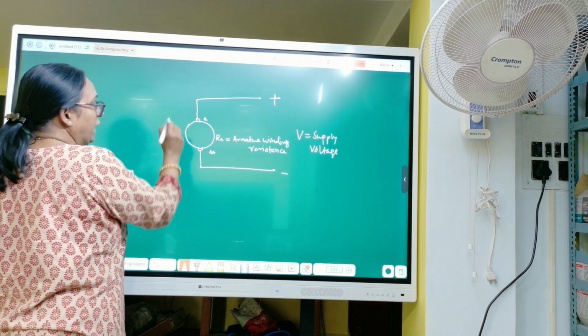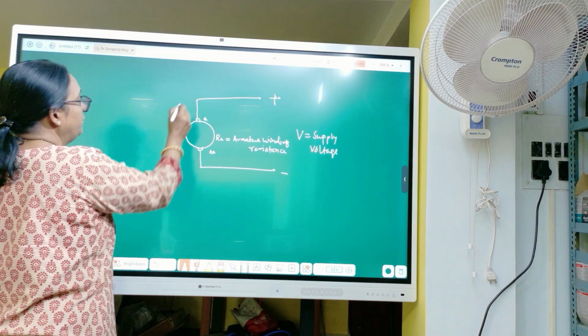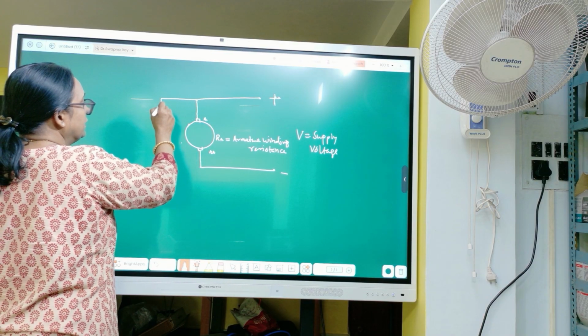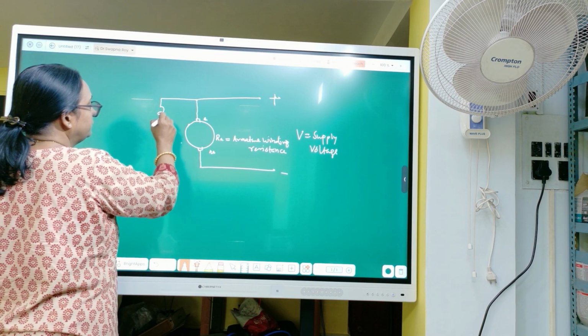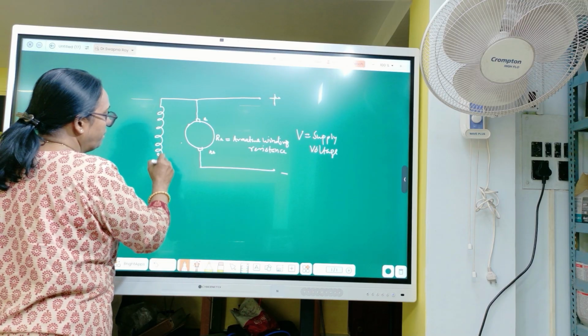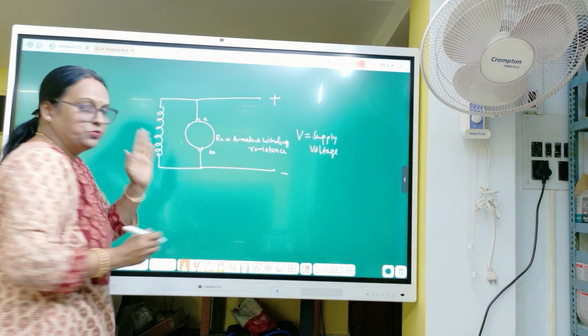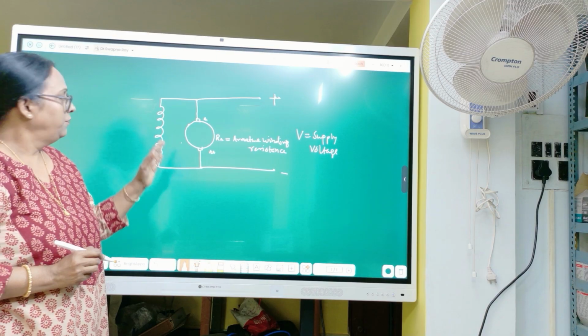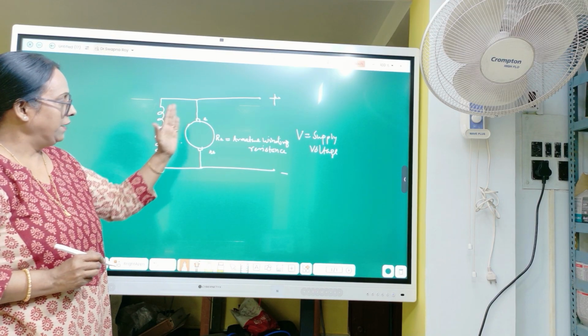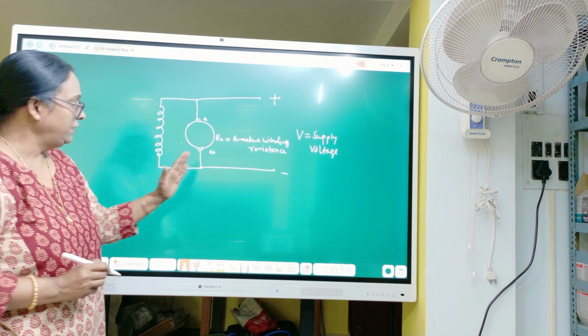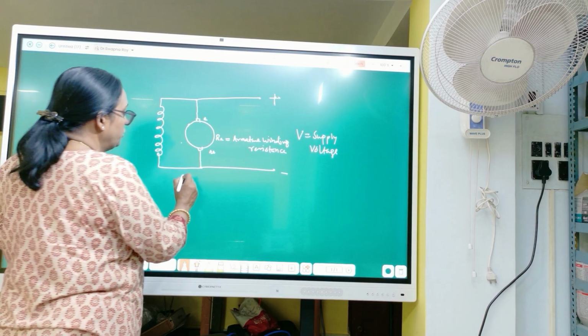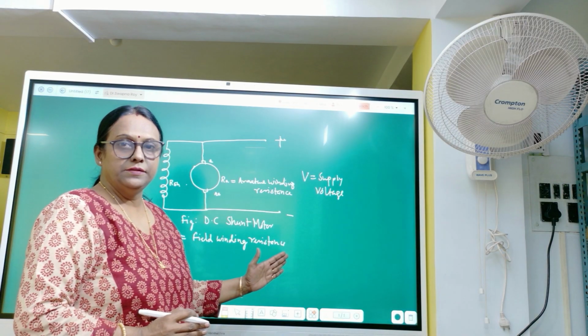Now, when the field winding is connected parallel to the armature winding, we call this shunt. So, field winding resistance.